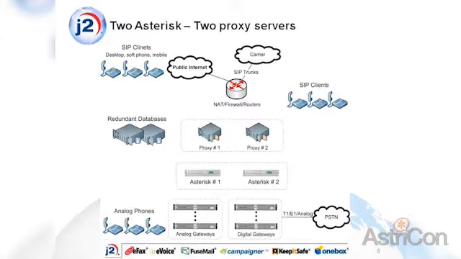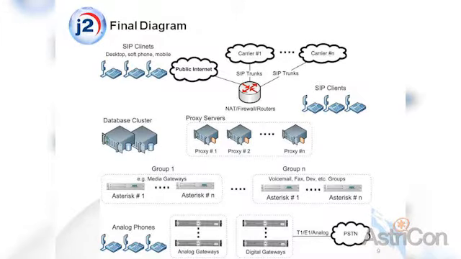So if one hardware fails, the other hardware takes over and it has a copy of your database, it has Asterisk and OpenSIPS or Kamailio running. And if you want to expand on that, this would be your ultimate solution, that you would have a series of proxy servers. They can be distributed across different locations. You can have different groups of Asterisk servers. Again, they can be distributed in different locations.